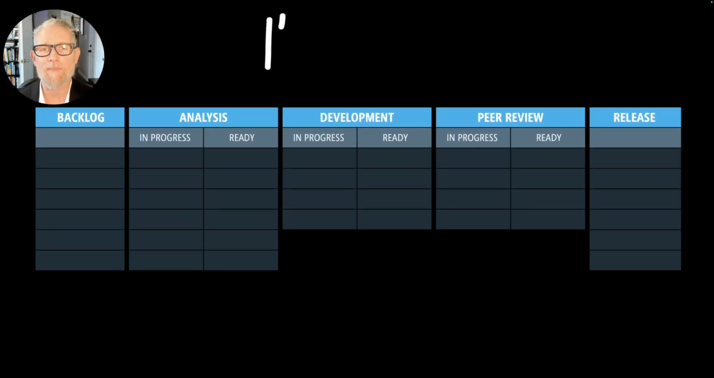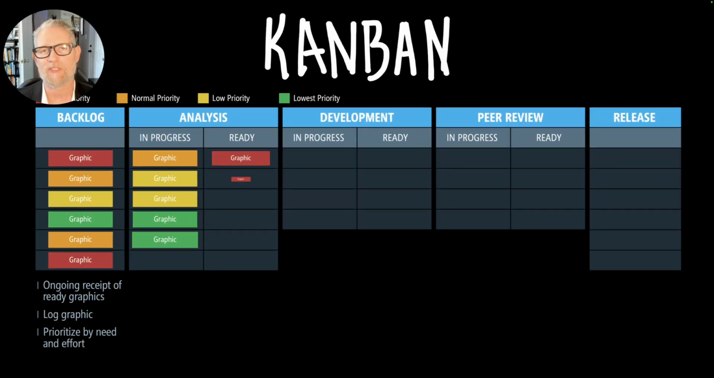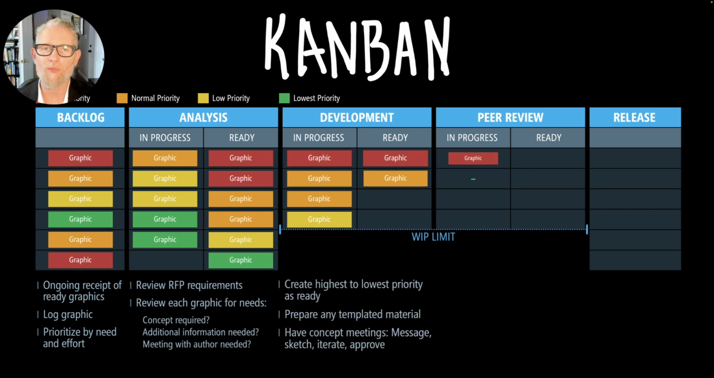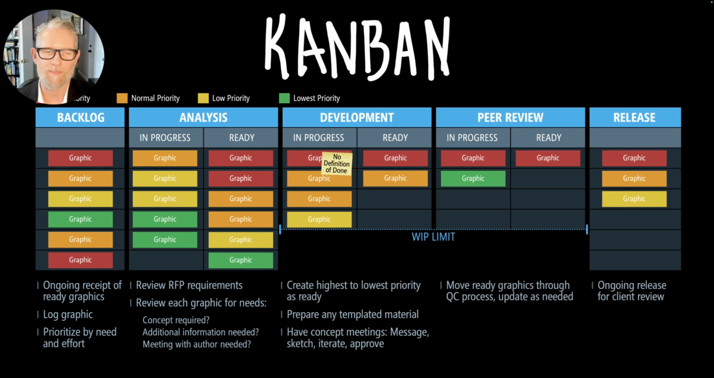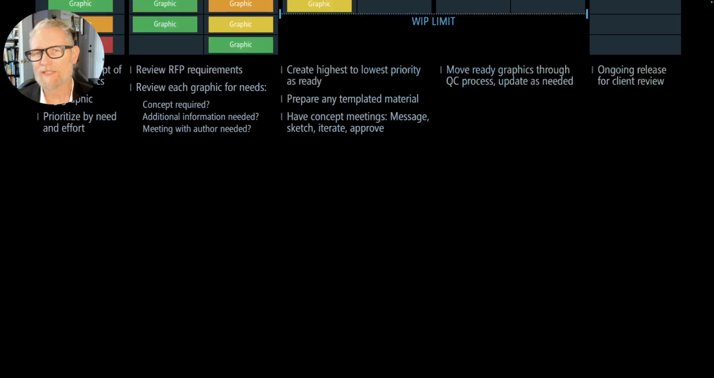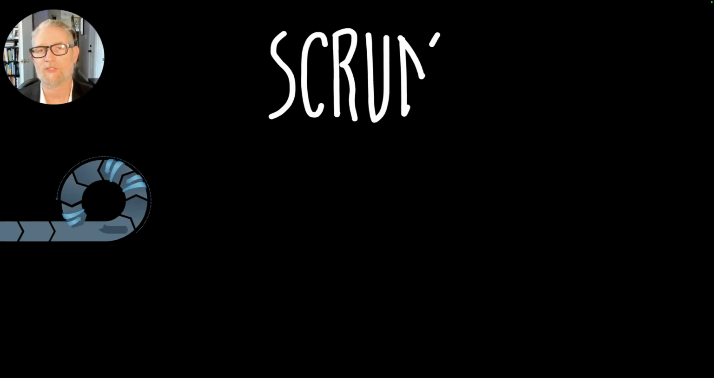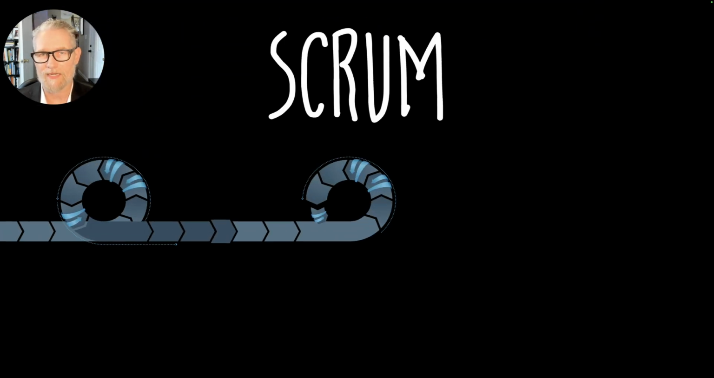Now, Kanban is great. Kanban is essentially a pull system where we pull the graphic needs through the gates: backlog analysis, development, peer review, and ultimately release. Now, Kanban is great, but it isn't as ubiquitous or well-known as Scrum or Agile sprints in a Scrum cycle.